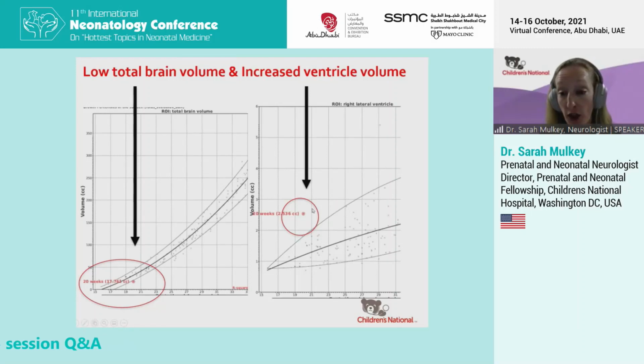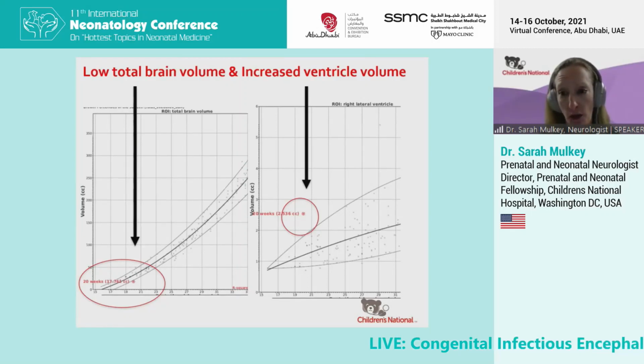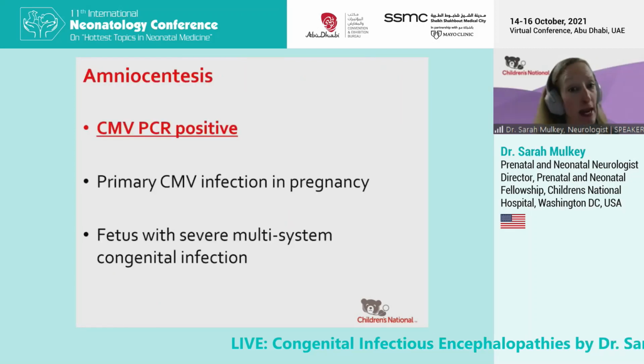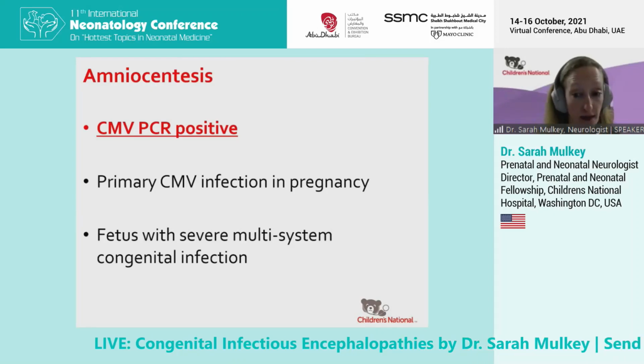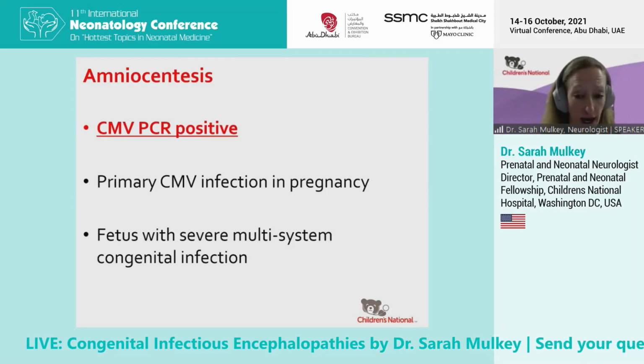However, the ventricular volume was increased, and this is because of the ex vacuo dilation of the ventricles because of the loss of the cerebral tissue with this infection. So the amniocentesis was positive for CMV, and this is primary CMV infection in pregnancy in a very severe case.